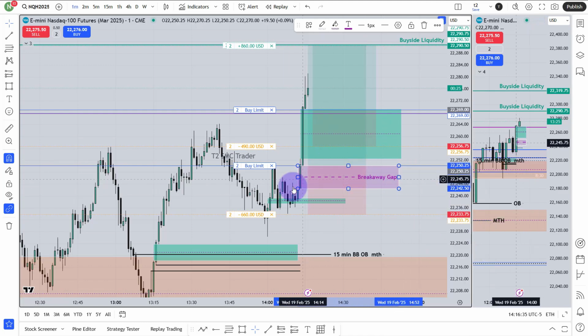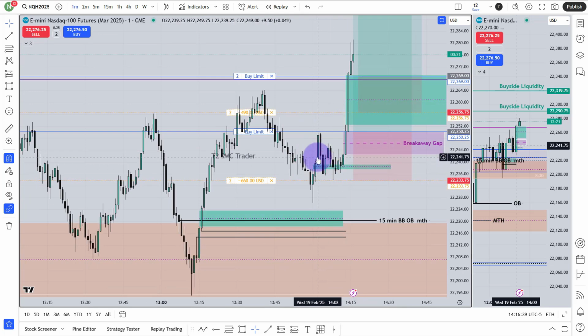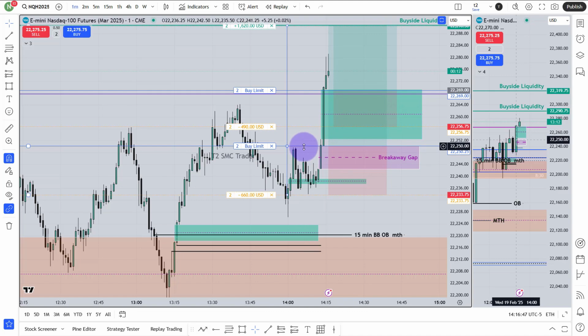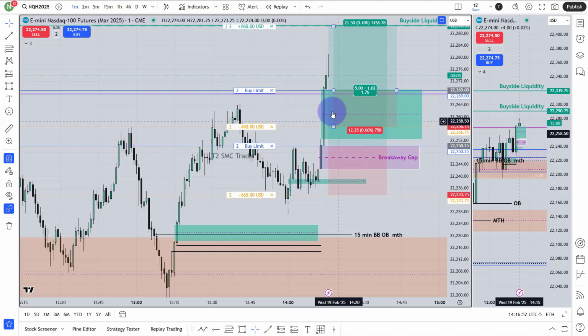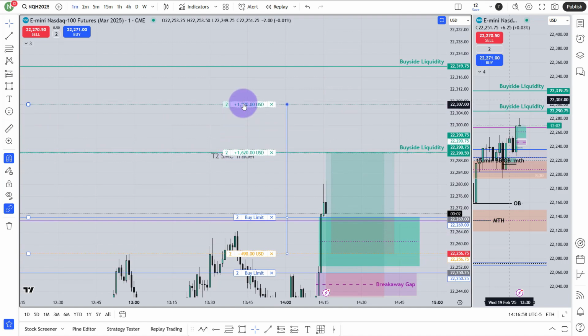But brother, you are late. You should take the entry over here. I would go for this trade if there was a market structure shift. As there was no market structure shift, I didn't take the entry from here. Now, am I chasing the price? No, I'm not chasing the price, because this is the market structure shift. And after the market structure shift, I have this fair value gap, two fair value gaps. I have the buy side liquidity here and the buy side liquidity.